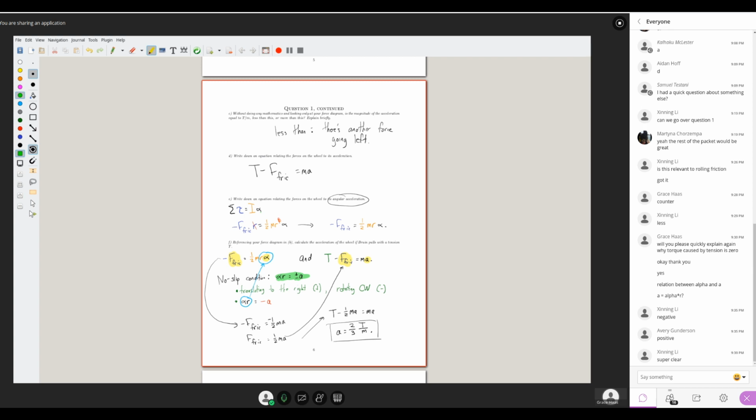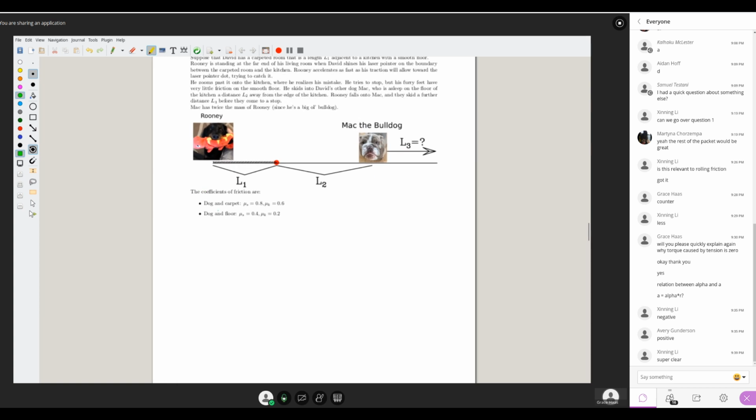Good. I can tell you there will be a problem like this on the final. It's not going to be this problem. It's not going to be the yo-yo problem. But all of these ideas that we just used right here will be on the final. So look out for that. I've already written that problem. I wrote it last night. We're writing a few more problems tomorrow.